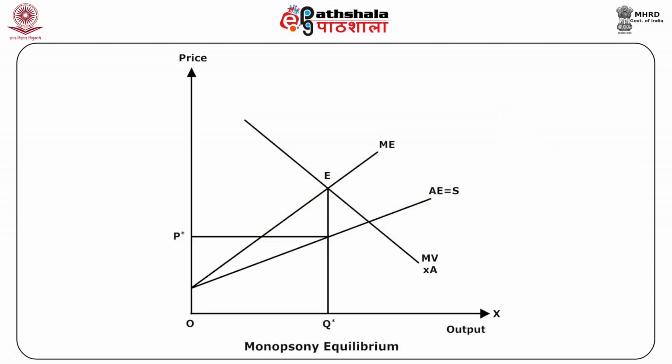Let us understand it graphically. Quantity is measured on the x-axis and price is measured on the y-axis. AE is the average expenditure curve, ME is the marginal expenditure curve, and MV is the demand curve which shows the marginal valuation. The equilibrium would occur at point E where the marginal value curve intersects the marginal expenditure curve. The equilibrium price is OP star and the equilibrium quantity is OQ star. The monopsonist is buying the optimal quantity OQ star at price OP star. The quantity and price prevailing in a monopsony market are lower than the price and output that will prevail in a competitive market.